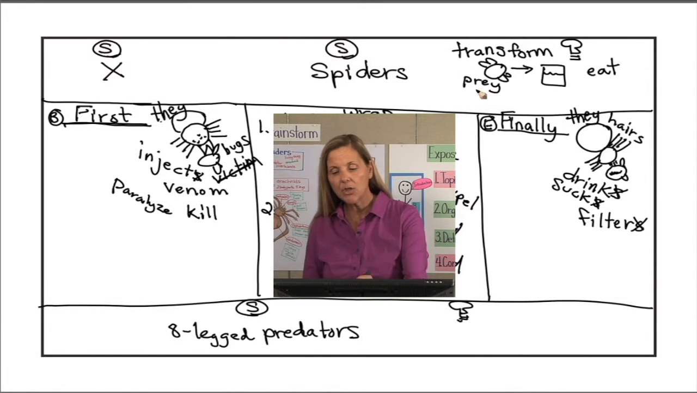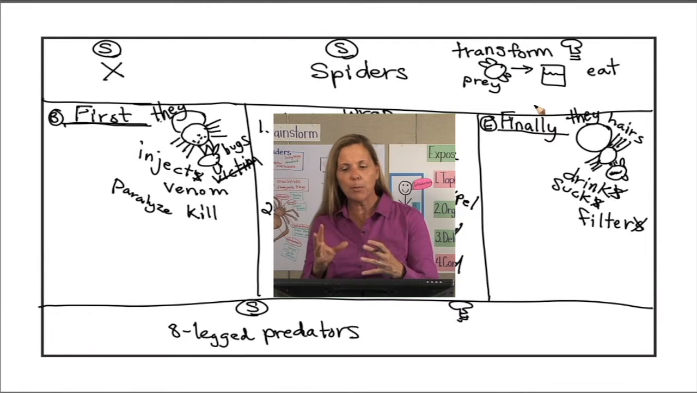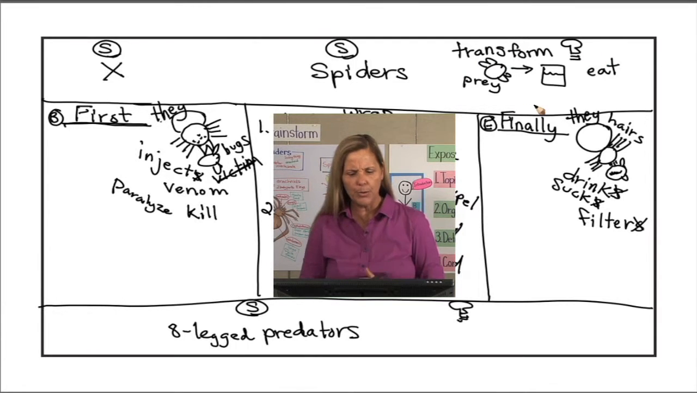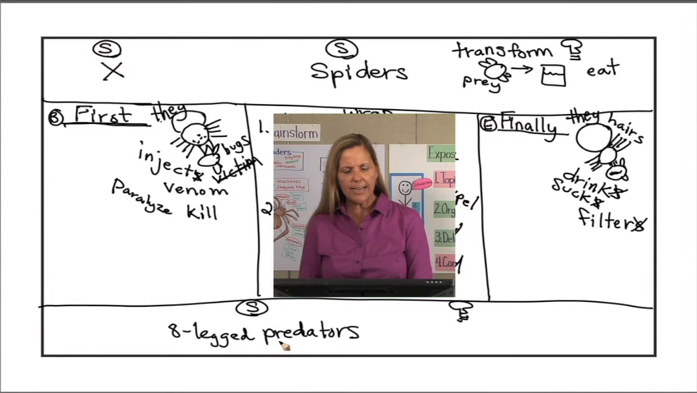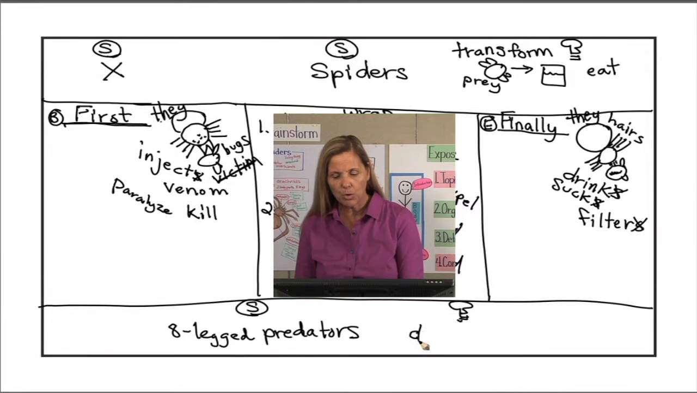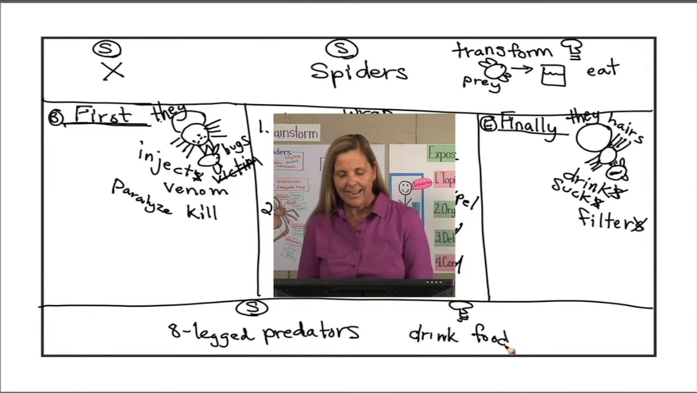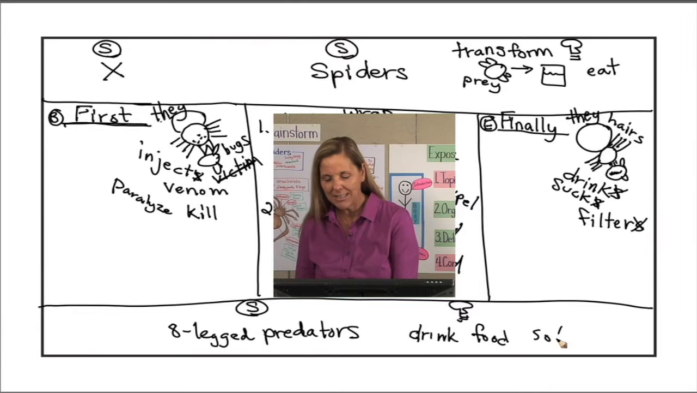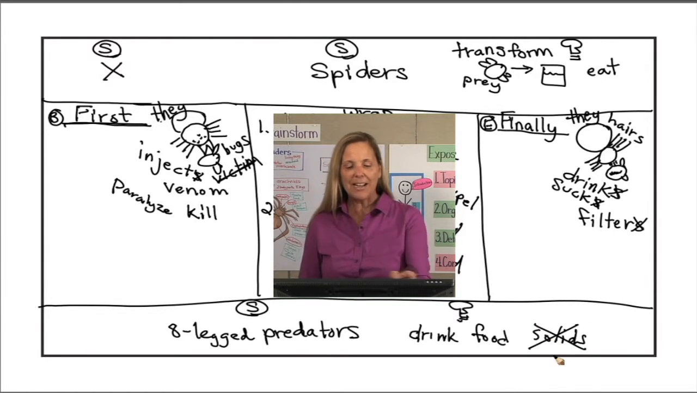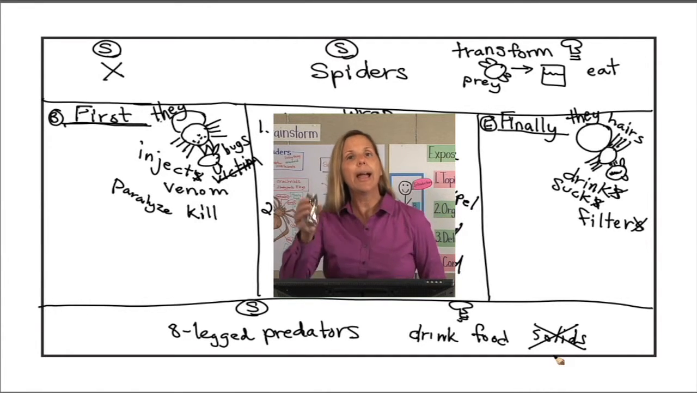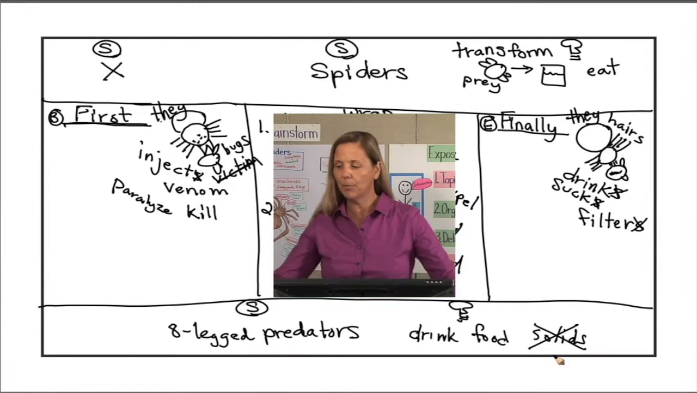Now I need to change this idea about how they transform their prey, but the whole idea is how they're drinking their food. So I'll go, these 8-legged predators need to drink their food. So I will put the word drink, food, and maybe we could say because solids are not an option. Maybe I'll just put solids and put a line through it if we want to include that, like an X. We have all of our information. Let's go back and practice our paragraph and add fancy words if we need to.